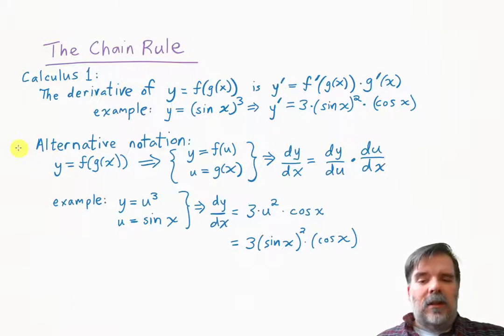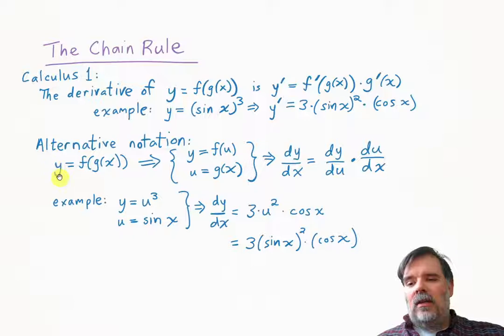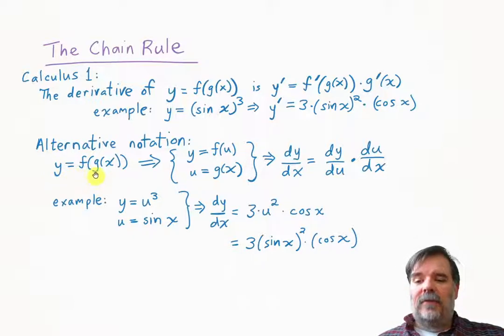Now, you may have also learned this in an alternative notation, which turns out to be much more useful for understanding what we're going to do in multivariable mathematics. So instead of writing a function as y equals f of g of x, we introduce an intermediate variable u. Let this inside function g of x be equal to u. And then y is equal to f of u. In which case, if we want to calculate the derivative dy dx, it's equal to the derivative dy du times the derivative du dx.